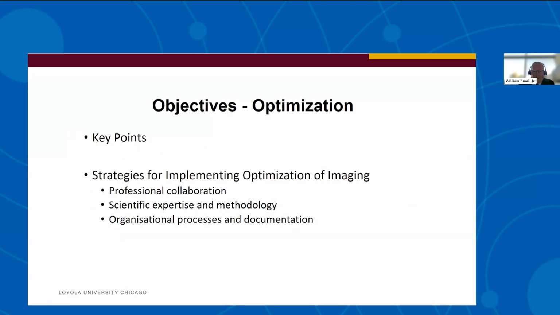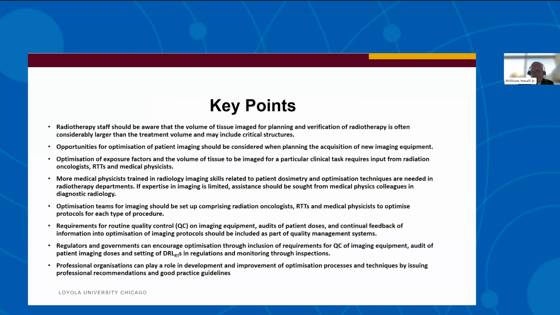So I talked a little bit about justification, now optimization. I'll talk a little bit about the key points again, and then strategies for implementing optimization of imaging: professional collaboration, scientific expertise and methodology, and organizational processes and documentation. What I would say is if there's anything this document will do, hopefully it will make radiation oncology departments think more about this when they're treating their patients, especially as we get better at curing patients. I won't go into all these, but I think these are some of the key points.